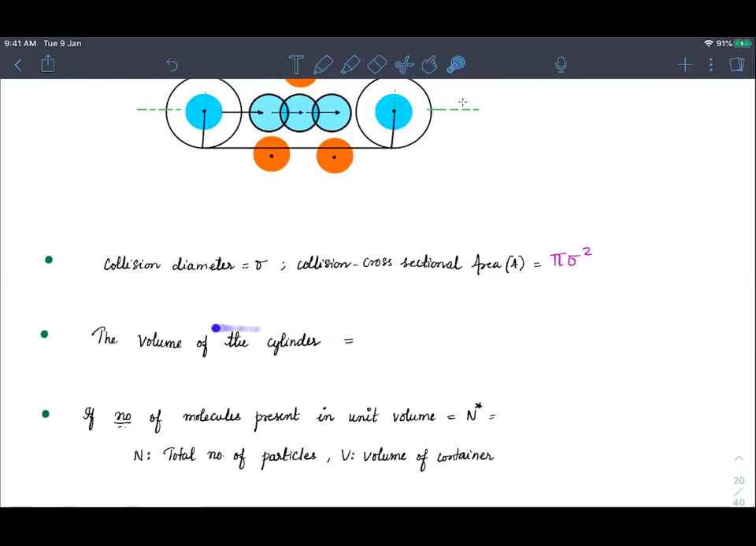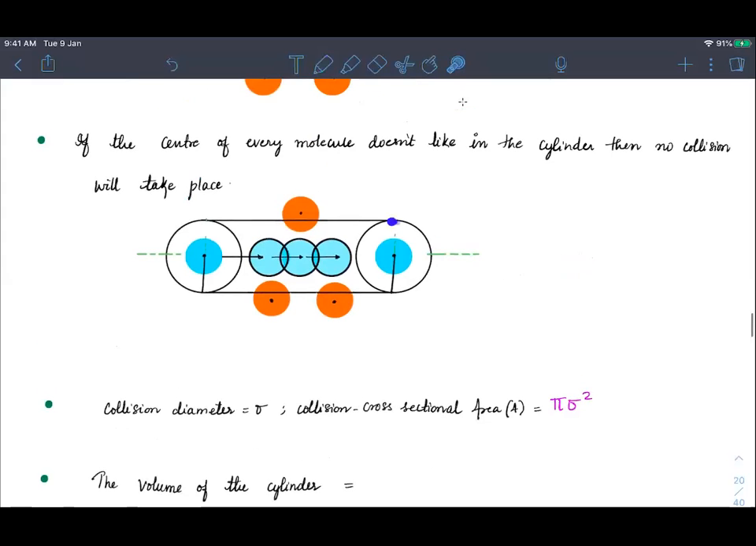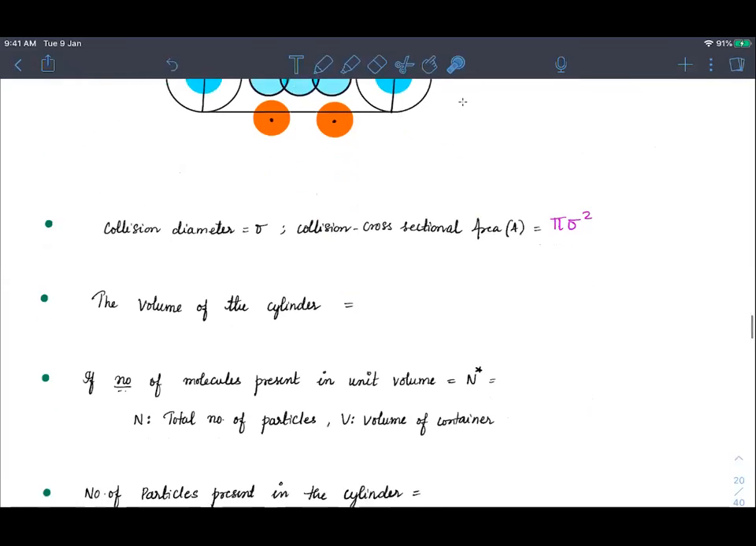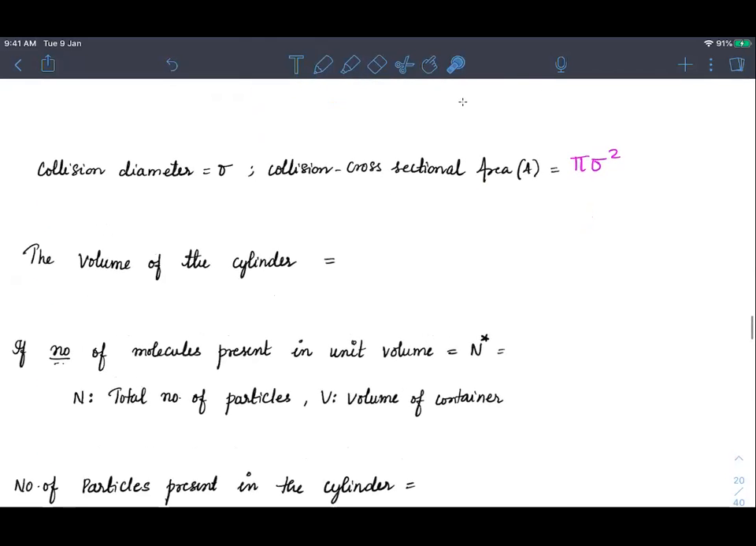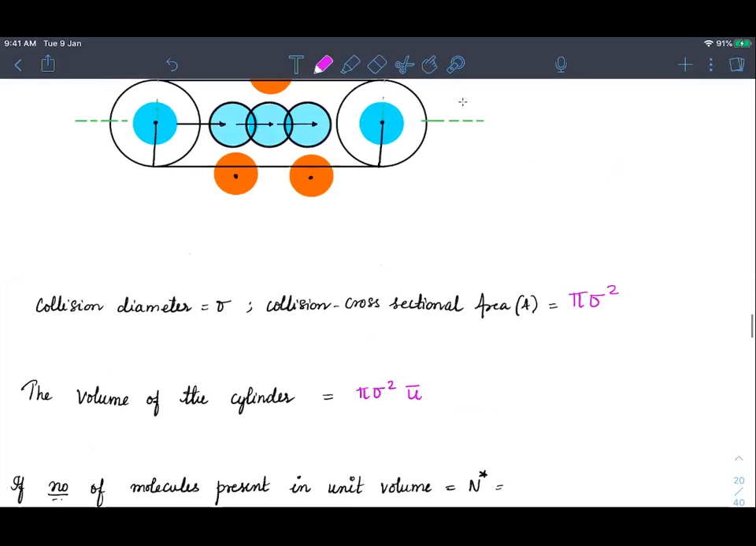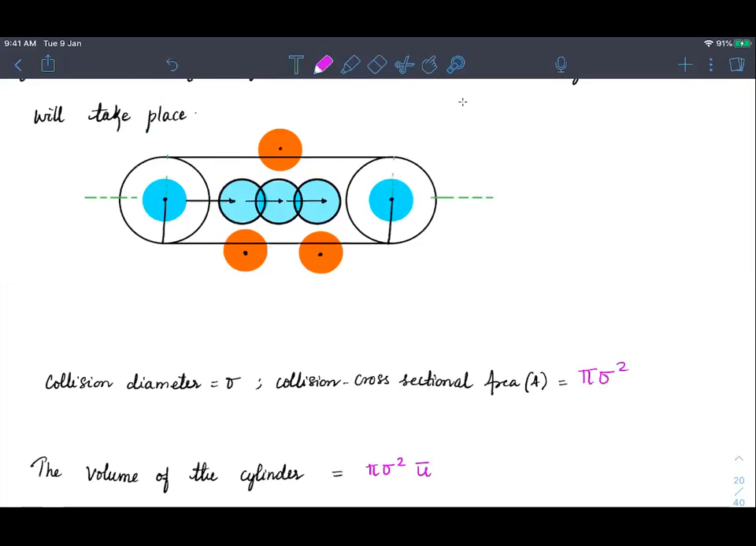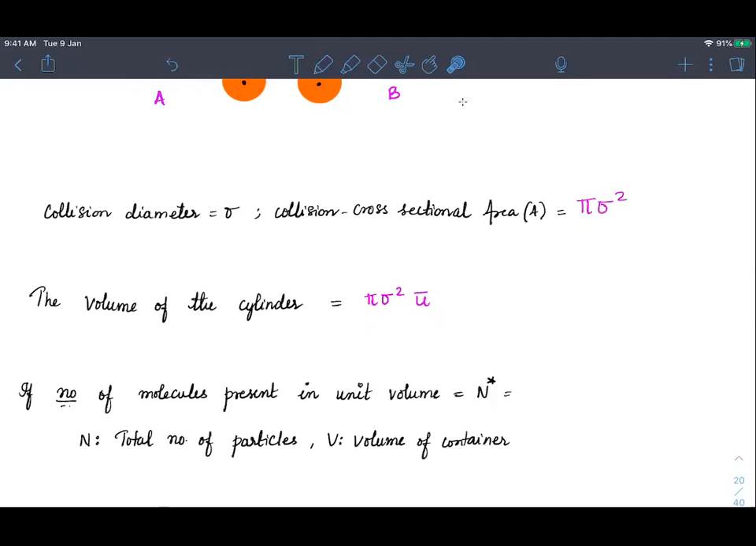Now what is the volume of the cylinder, guys? Because this is the area that it is covering, correct? Multiplied by this distance, what will you get? We'll get the volume of the cylinder. So can I write the volume of the cylinder as pi sigma square into L, the distance. This distance is how much? U bar only, because per second this particle has moved from this distance A to B. So this length of the cylinder is the same as U bar. Everybody got that?